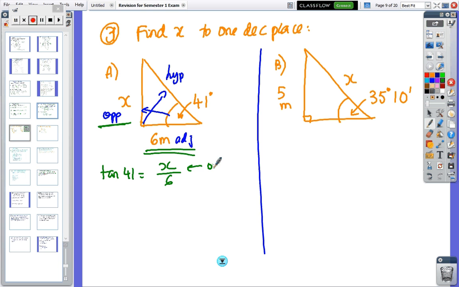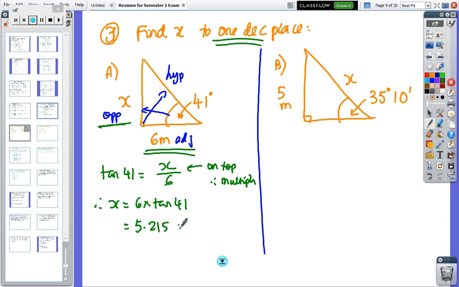The x is on top, so therefore we do a multiply. So x will be 6 times tan 41, and we're going to 1 decimal place. 6 times tan 41, 5.215 meters. So to 1 decimal place, it's 5.2.